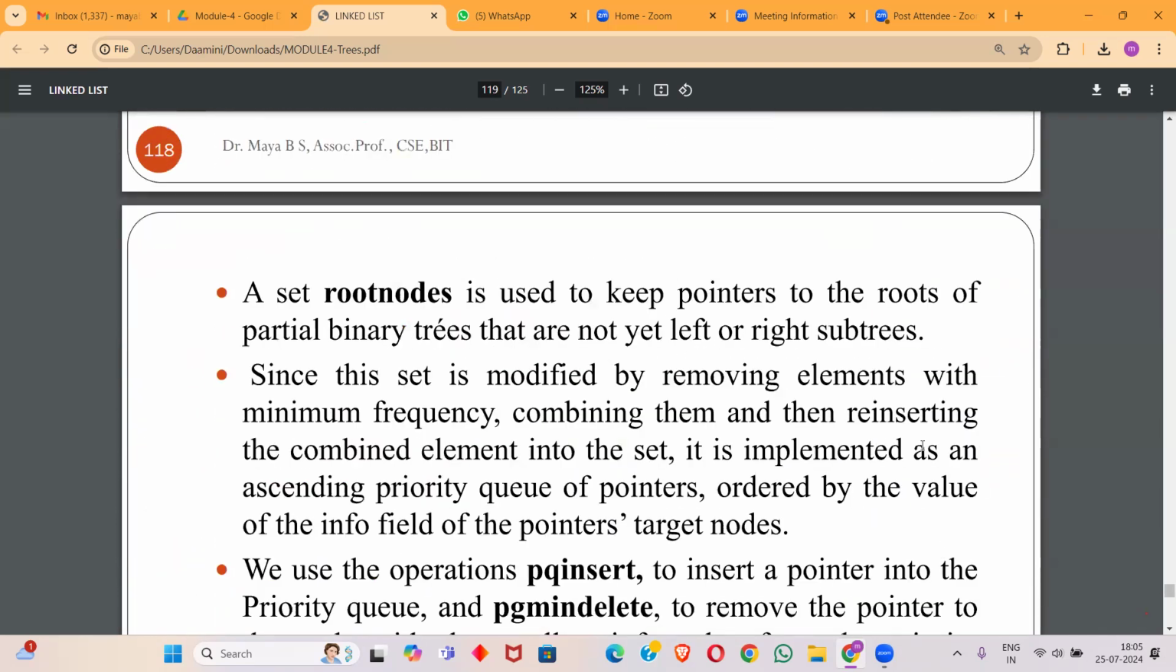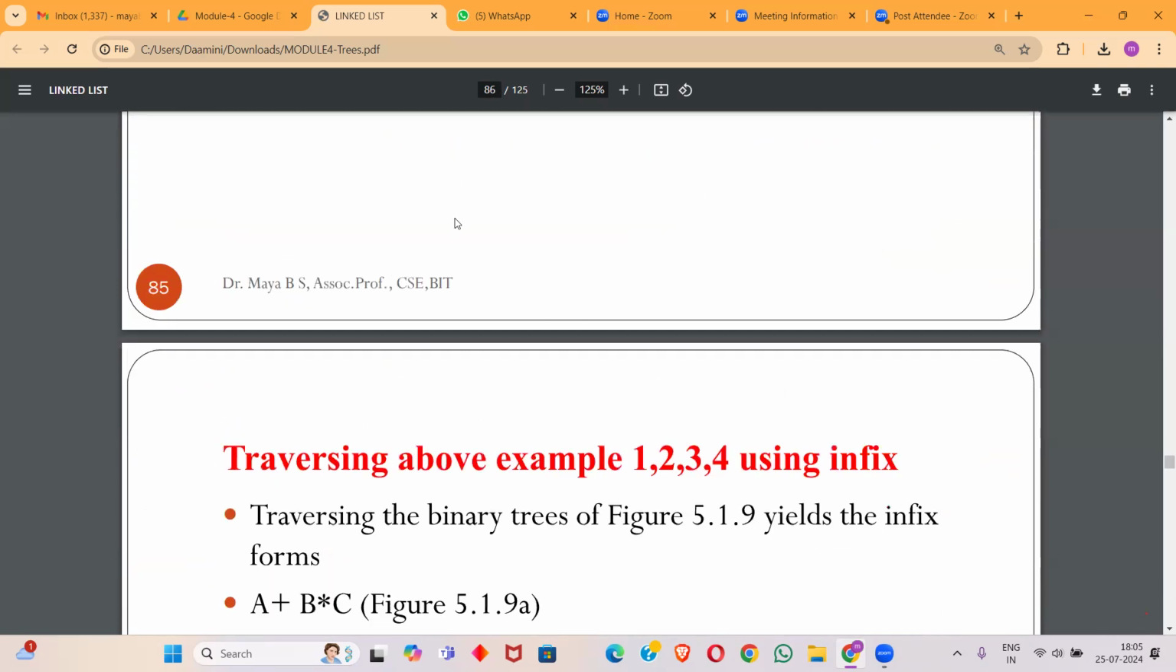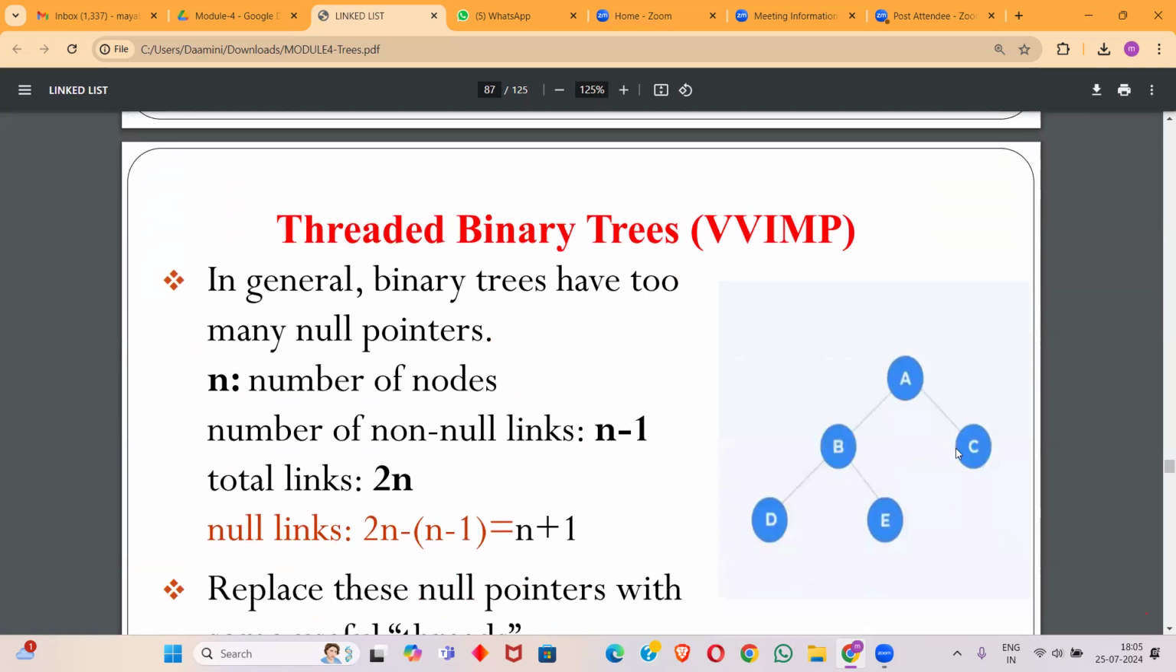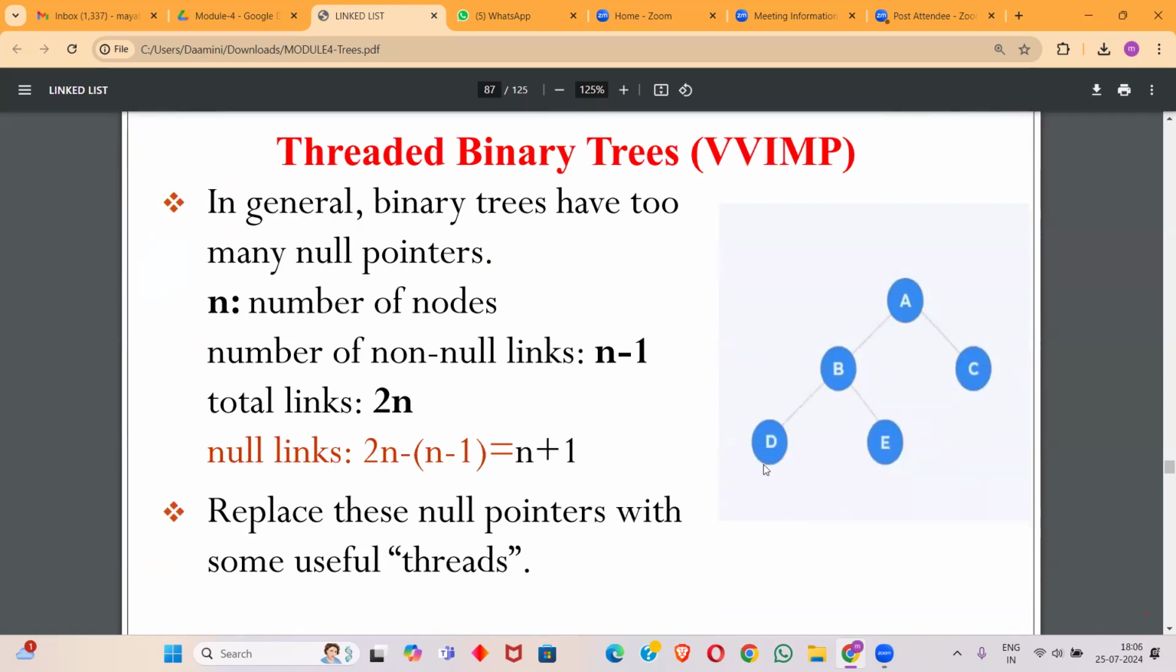Apart from that, we have one more concept, called the threaded binary tree. What is a threaded binary tree? For example, I have this tree. Whenever I want to implement this tree, this is also very important. You will get it in an exam: explain threaded binary tree, or right side threaded binary tree, or left side threaded binary tree. It's not any problem, it's just a concept.